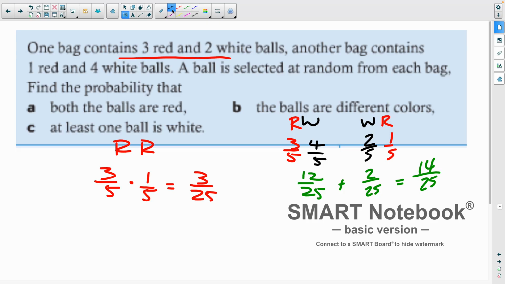Red, white. White, red. Or white, white would work as well. So the 2 that we've already done plus an additional one. So I could do white, white. I could do white, red. Or I could do red, white. If I got any of these results, then I would have at least one of them being white. All right? Well, I already know white, red is 2/25. Already know red, white is 12/25.